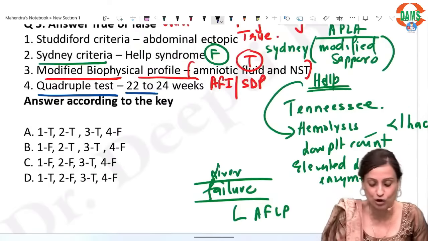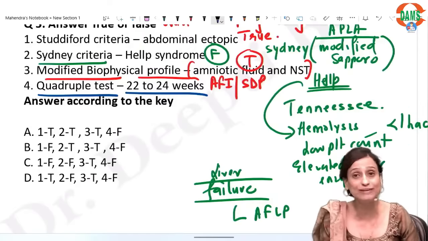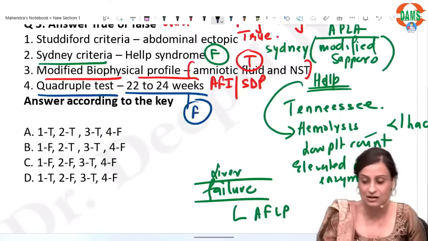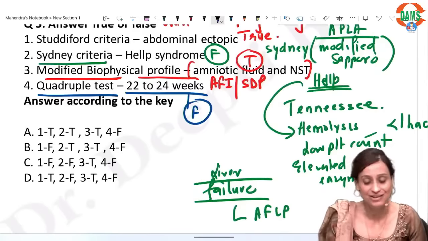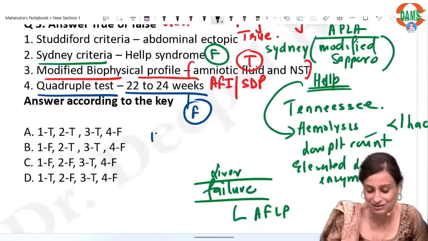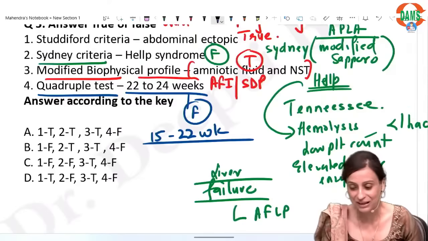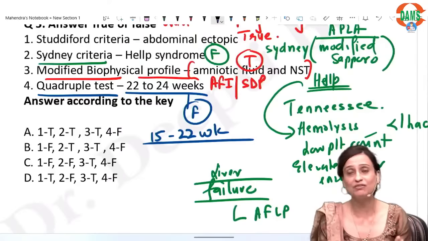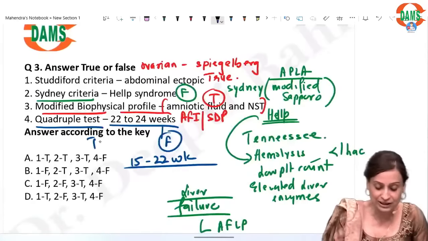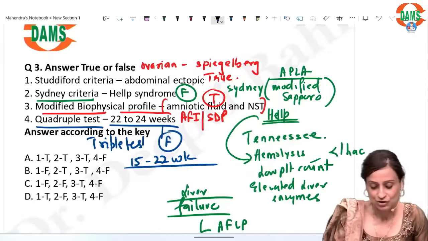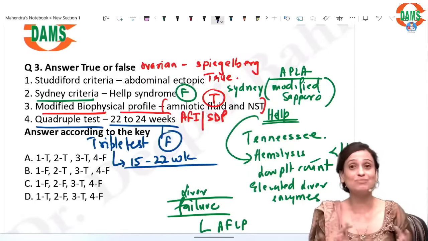Is it true? Quadruple test between 22 to 24 weeks. This is a false statement. When do you do the quadruple test? So remember, the quad test has to be done anywhere between 15 to 22 weeks. Okay, so quad test between 15 to 22 weeks. This is also the time that you can do the triple test. So triple test and quad test have the same time.